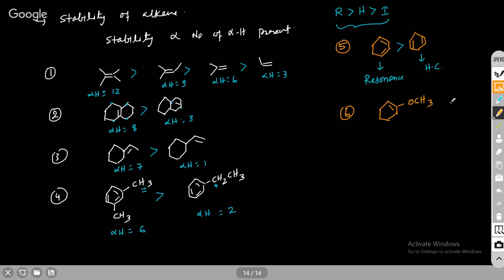OCH3, then CH3. Which one is more stable here, A or B?